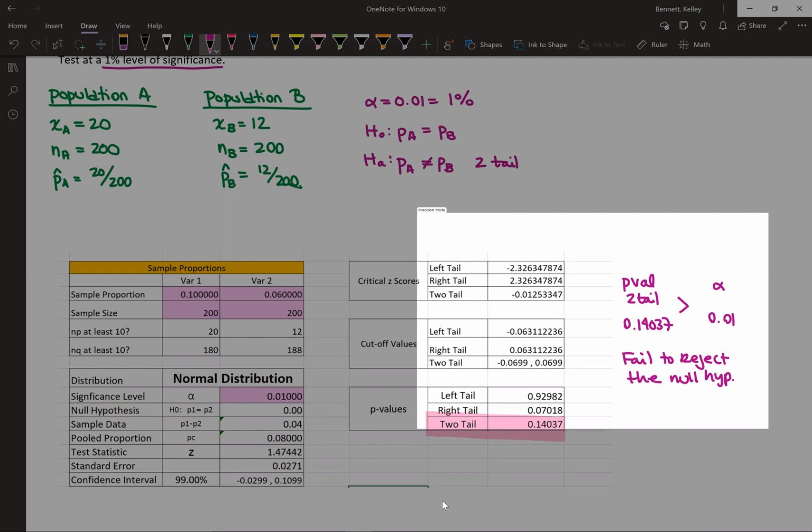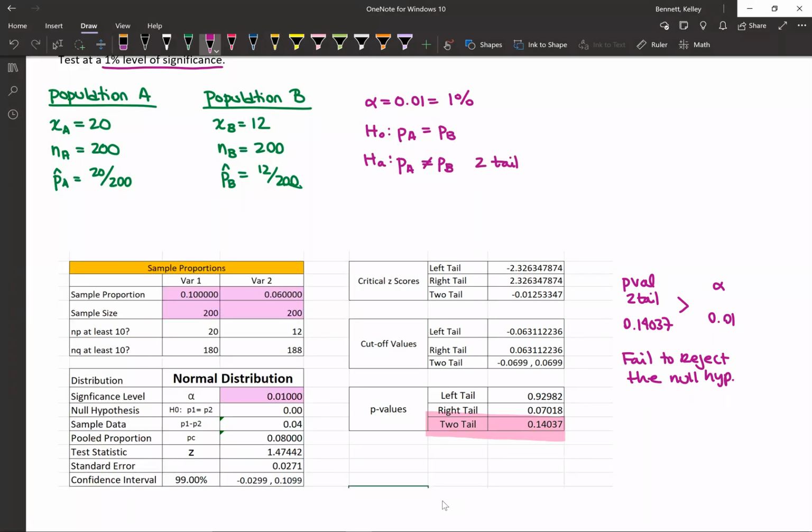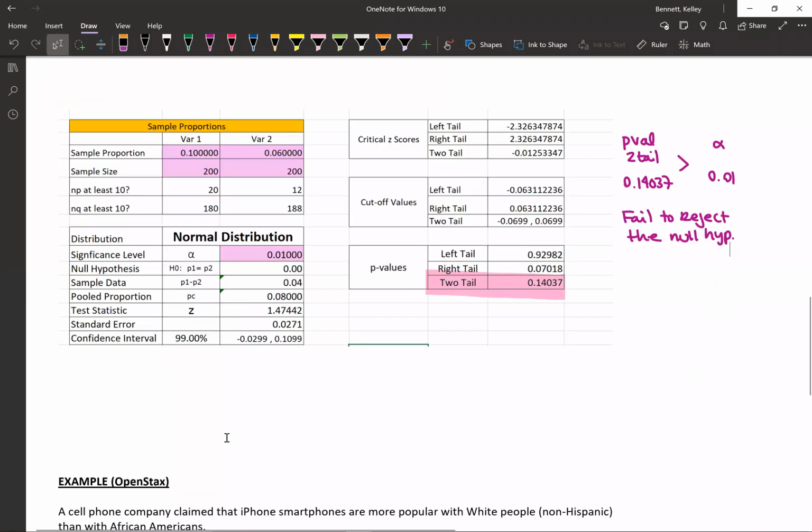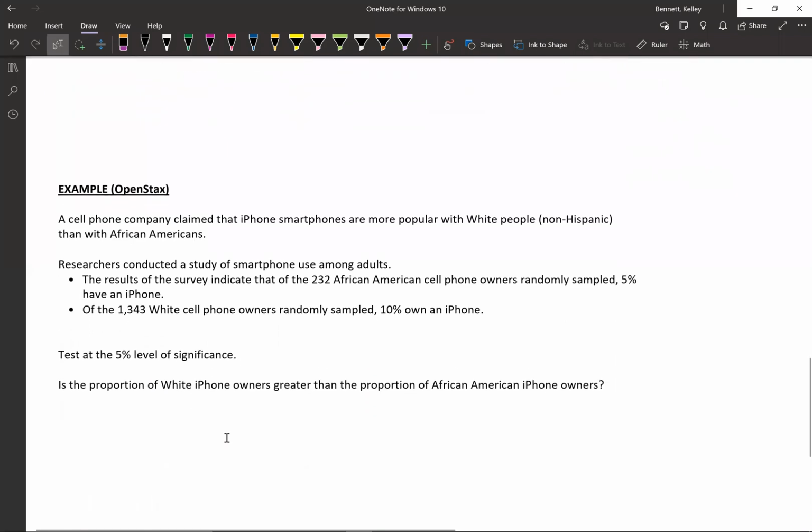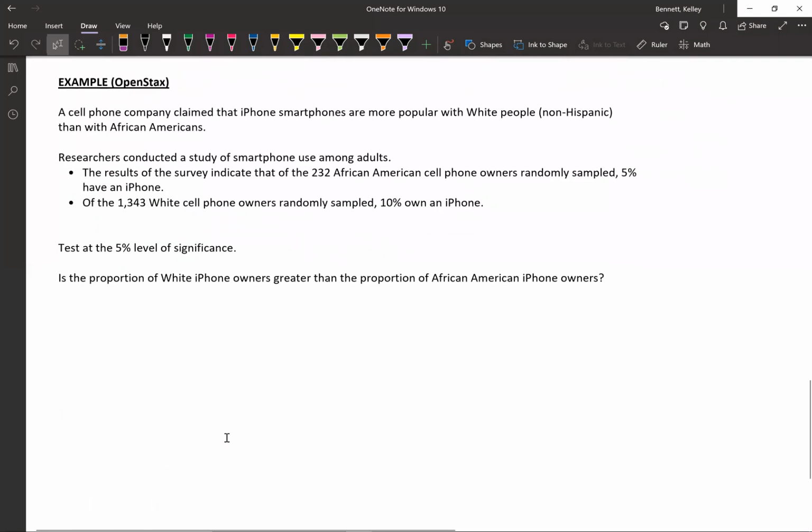Right, so we can't say that we have evidence to say that the proportions are actually different. We're kind of just like, oh, okay, well, I guess you could be right. That's the long and short of it. All right, so let's look at one more. They all kind of go the same. You have two proportions, you have to decide left, right, or two-tailed, you plug everything in. Hey, here's my p-value, whoop-de-doo, reject or fail to reject.